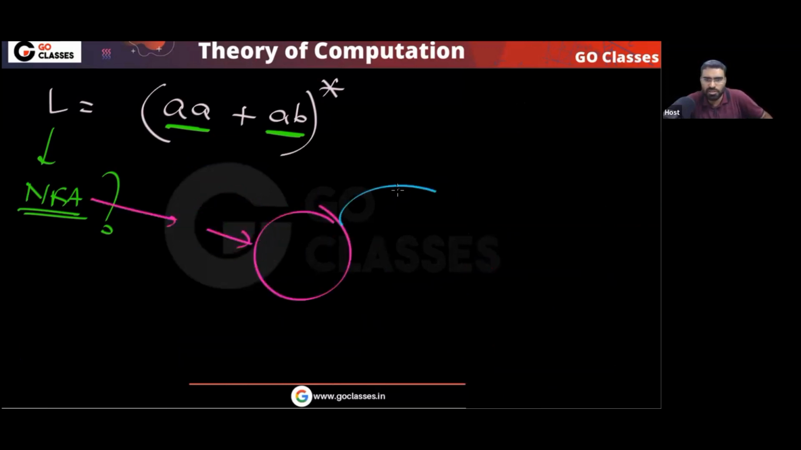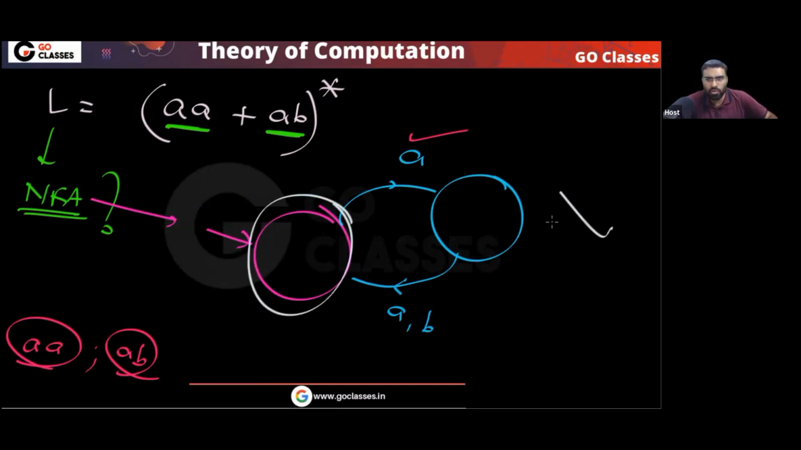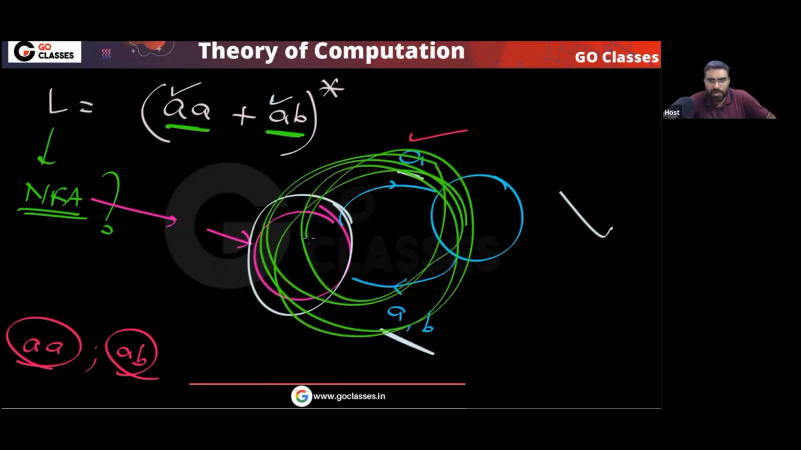So what can I do? See, on A, I go to a new state. Now either I want AA, meaning this A, or I want AB. It means the first symbol should be A, and the second symbol can be either A or B. And you can make this the final state. Now can you notice, this is your NFA for this language? Remember, the first symbol should be A, the second symbol can be A or B, and now you are having this loop: A, AB, AB, A, AB.